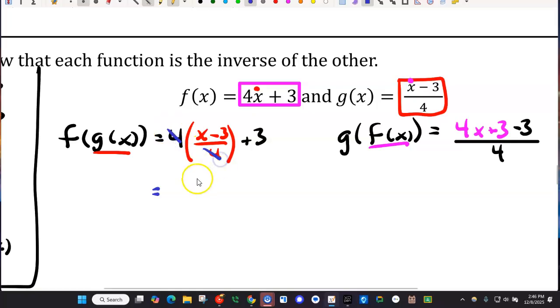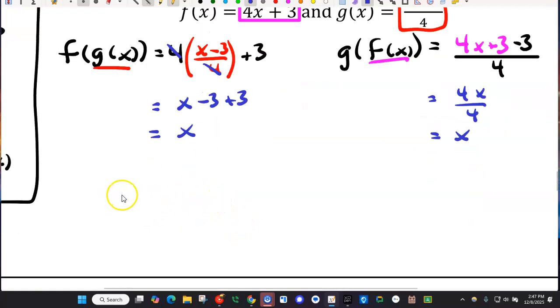Forces cancel. That equals x. Over here we get 4x over 4, which equals x. So that's what we did last week. Just the skill. Now you need to know the explanation.